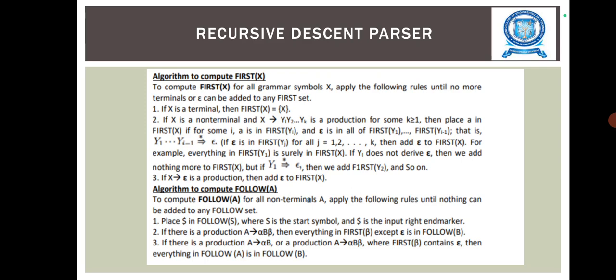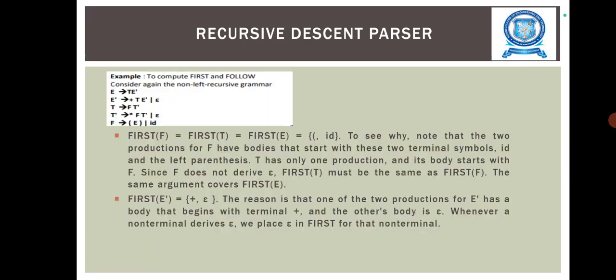If there is a production A tends to alpha B, or a production A tends to alpha B beta where first of beta contains epsilon, then everything in follow of A is in follow of B.